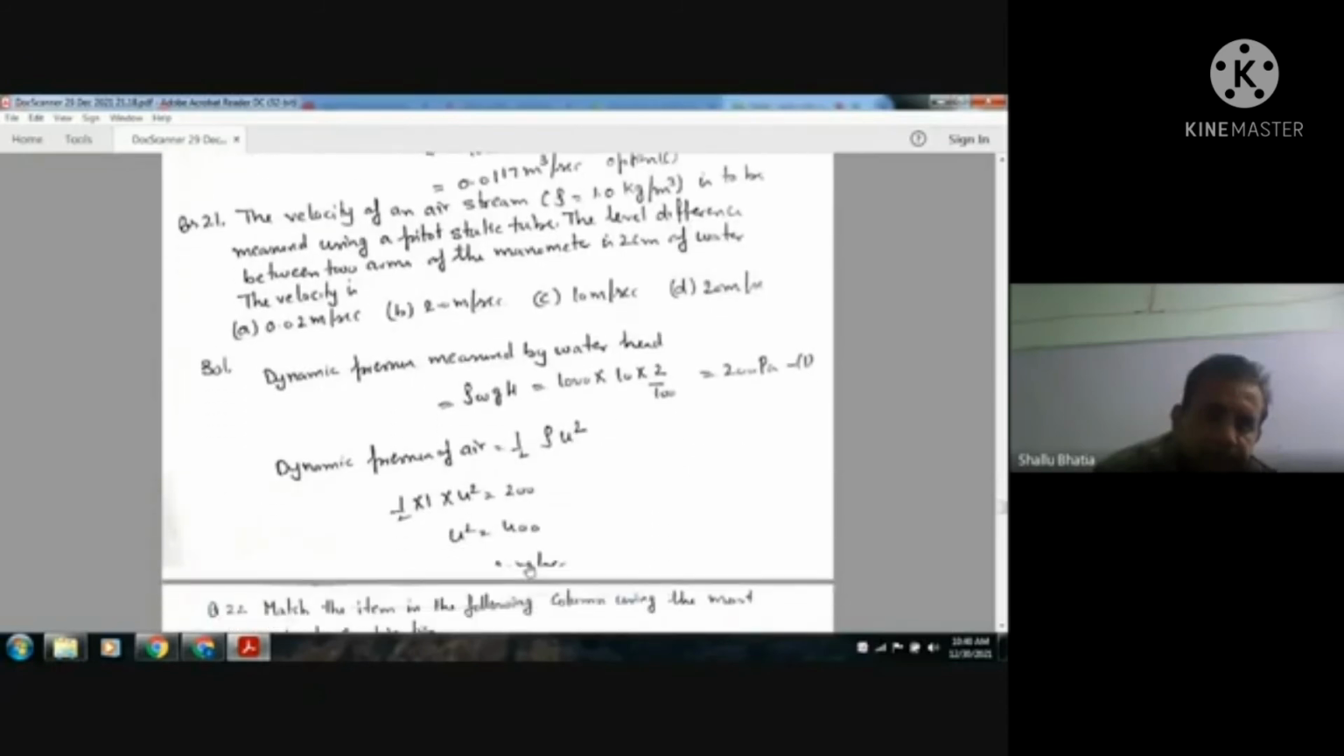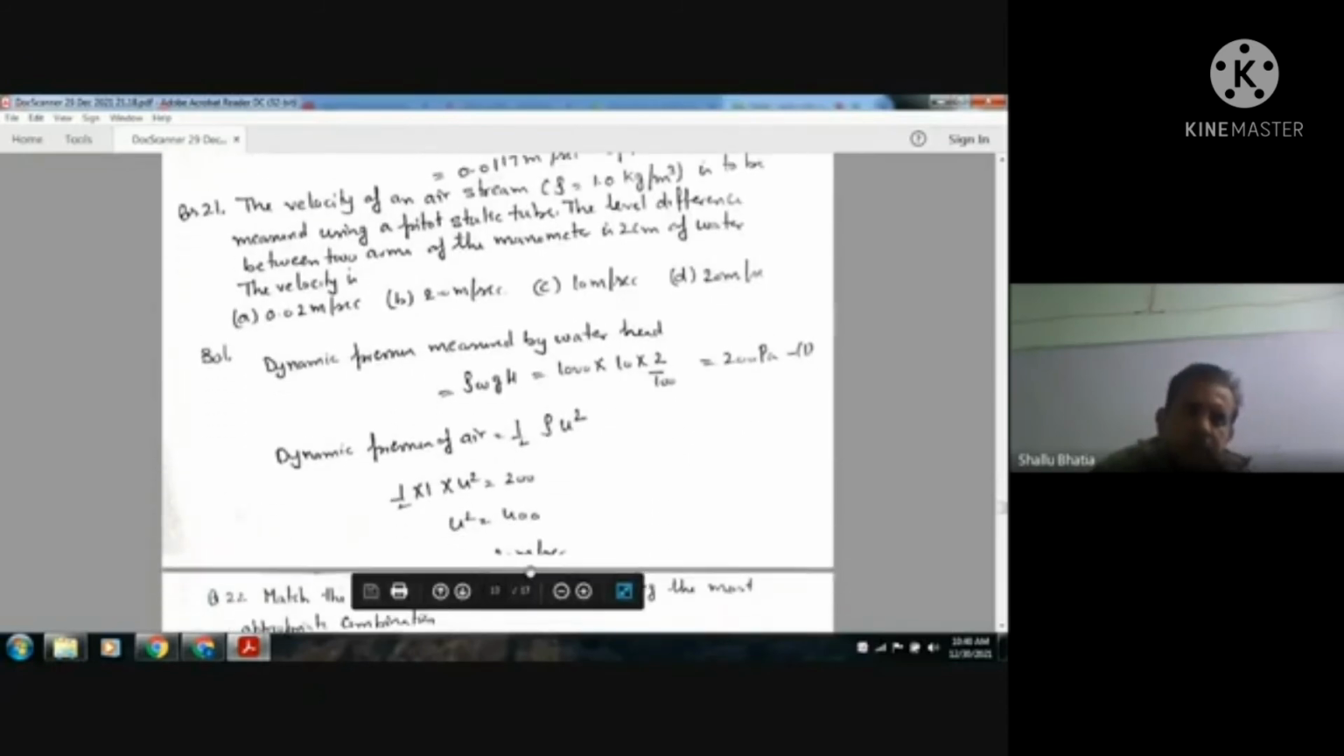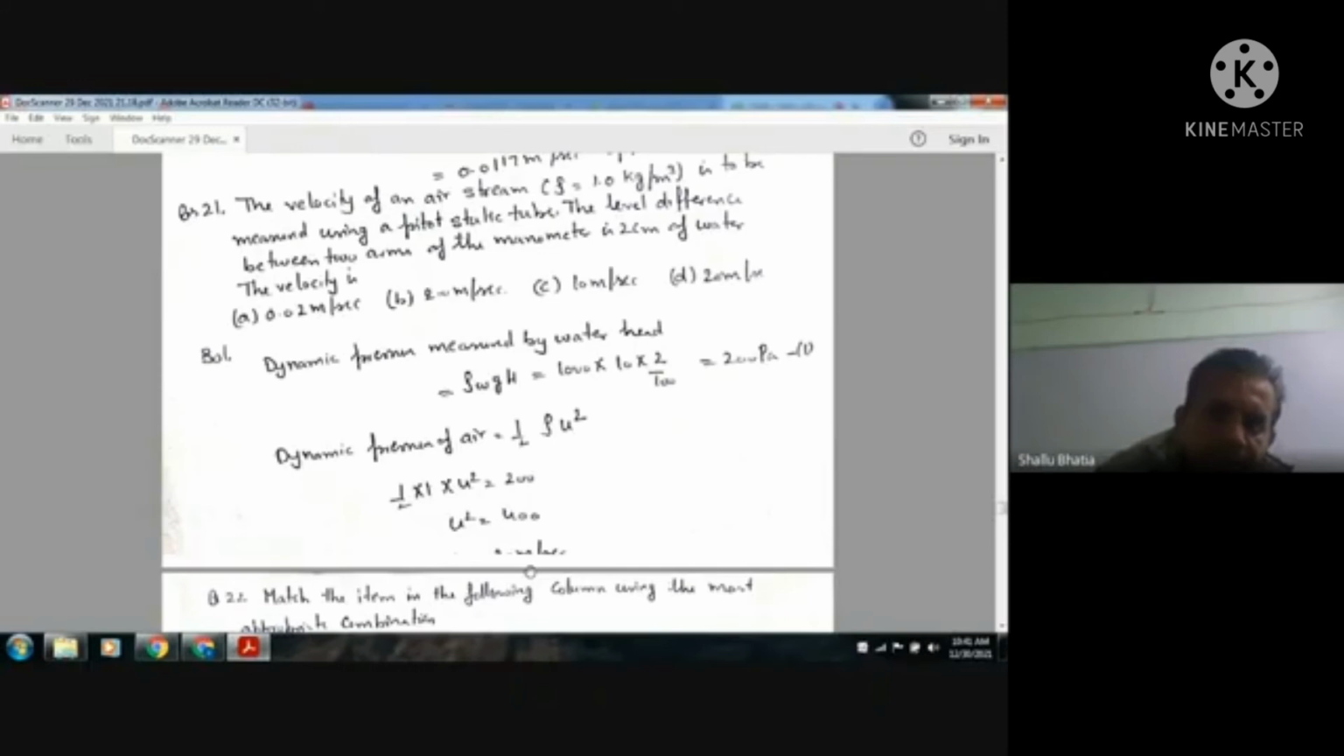Next, the velocity of an air stream with rho equal to 1 kilogram per meter cube is to be measured using a pitot static tube. The level difference between two arms of the manometer is 2 centimeter of water. The velocity is: option A 0.02 meter per second, option B 2 meter per second, option C 10 meter per second, option D 20 meter per second.